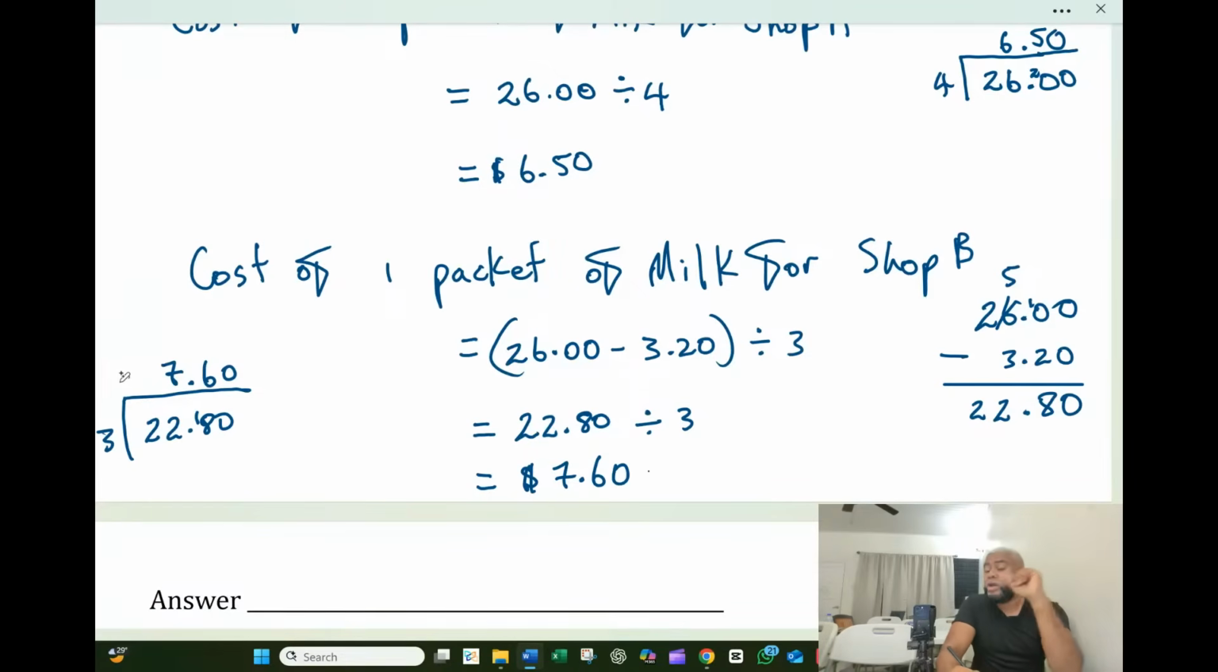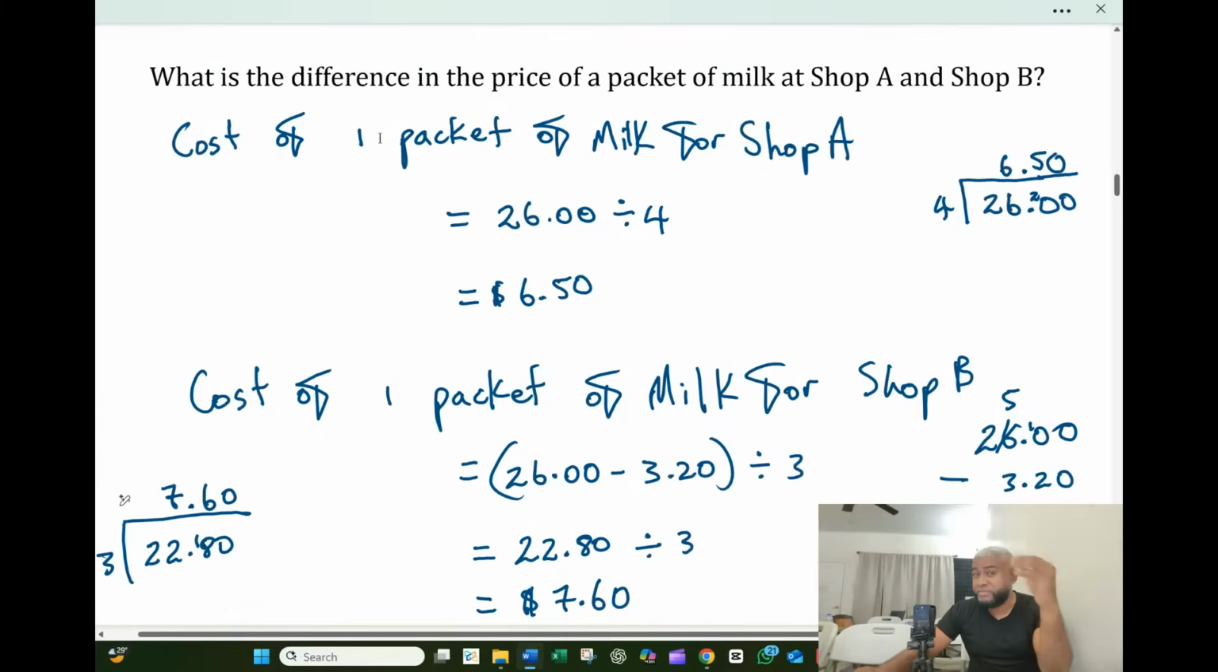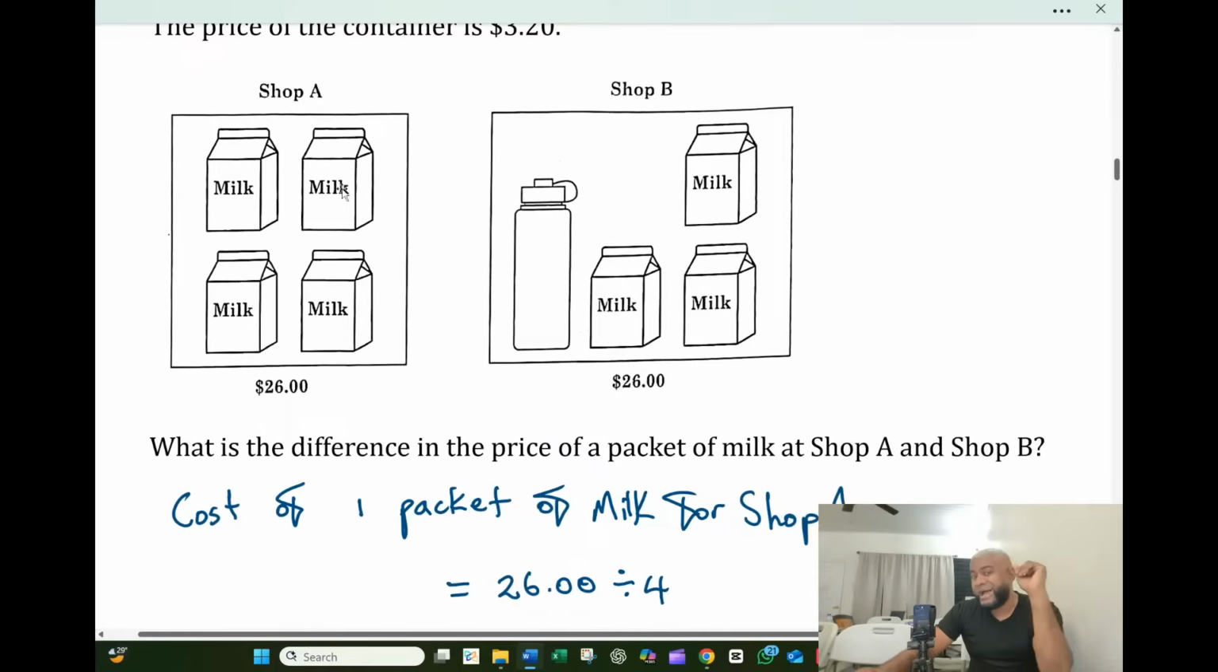So the question was to find the difference between the cost of one packet of milk. I tell you this all the time: please check your question just to make sure you answer what the people are asking for. The question did not ask us to find the cost of one packet of milk for shop A, then one packet of milk for shop B. No. The question wants to know the difference. Difference means to take away.